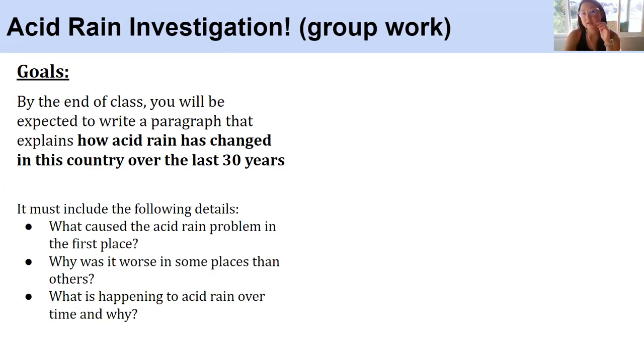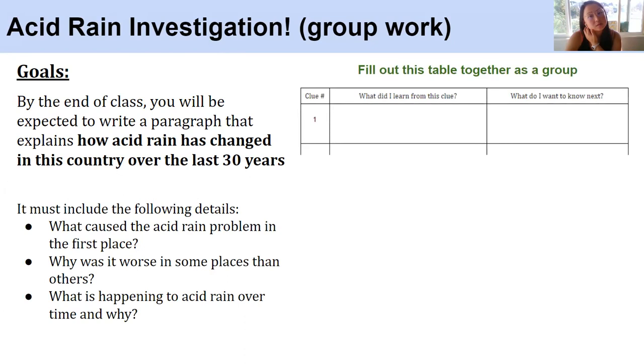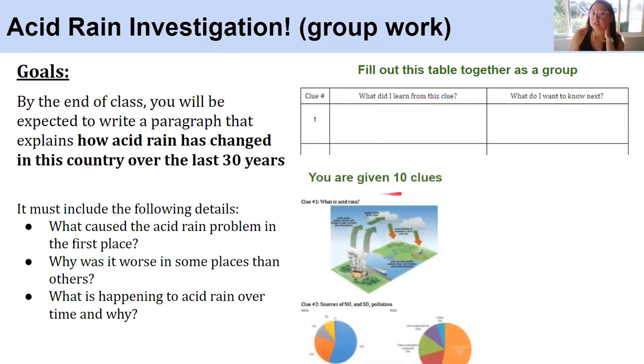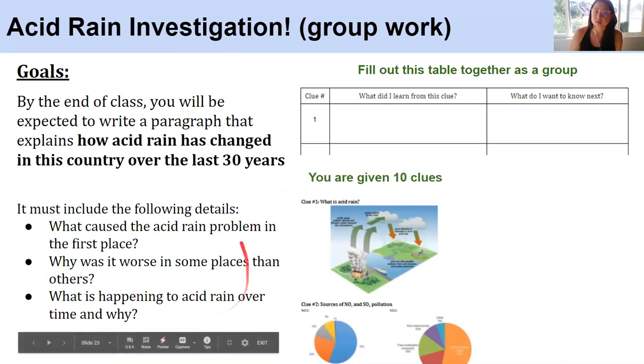Okay, so the way that it's going to go down is each of you will have a document that is a table of clues, and then you have to write the information that you learned from each clue, and then what else you need to know after this clue in order to answer the question. So you do that on your own, and in the document I've linked you 9 different clues. After you've gone through the table and answered all of the clues, you want to write a paragraph that answers these questions. The paragraph should be like 4 to 6 sentences long.